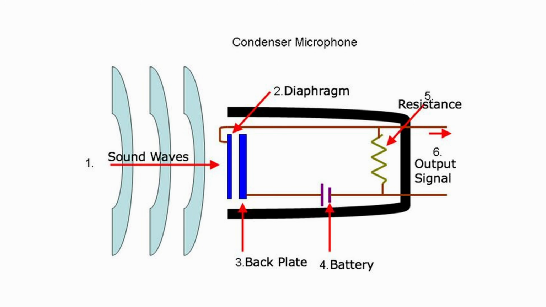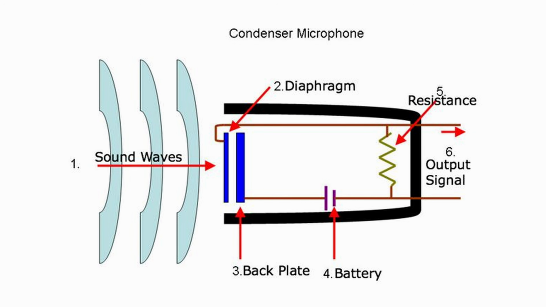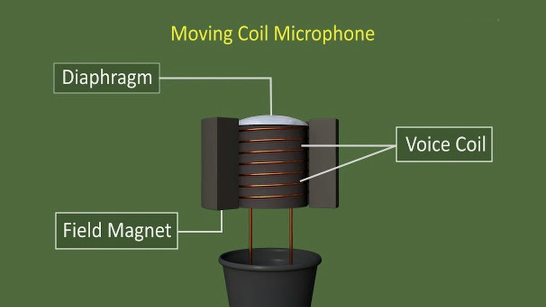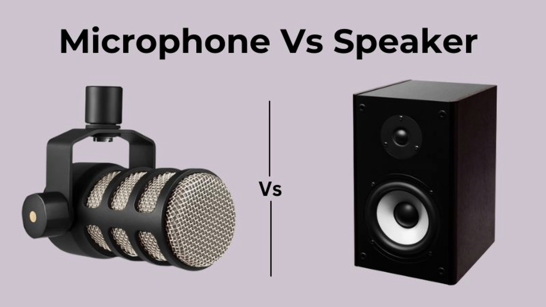So, the mechanics of dynamic microphones. At the core of dynamic microphones is a simple yet effective electromechanical process. When sound waves enter the microphone, they strike a diaphragm, a thin, flexible membrane usually made of mylar or other durable material. Attached to the diaphragm is a coil of wire known as a voice coil, which is suspended in the magnetic field of a permanent magnet. If this sounds similar to speakers, it's because it is. Fun fact, you can actually turn a speaker into a microphone.